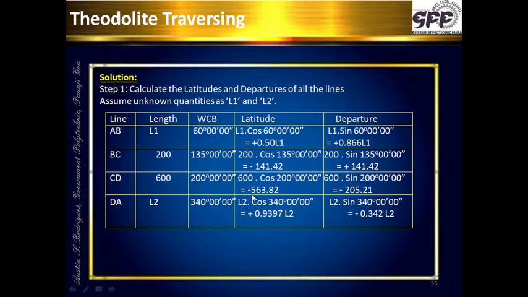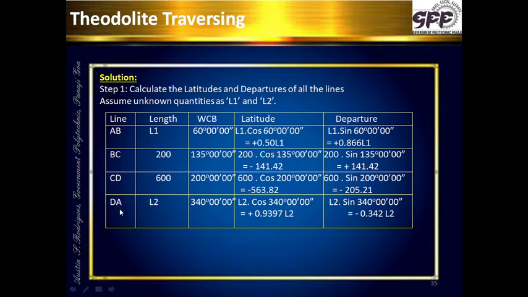Latitude equal to minus 563.82. Coming to the departure, it is L sine theta. L is 600, sine 200 degrees. So that comes to minus 205.21, which tells me that the departure is in the west direction, and the magnitude of the westing is 205.21.